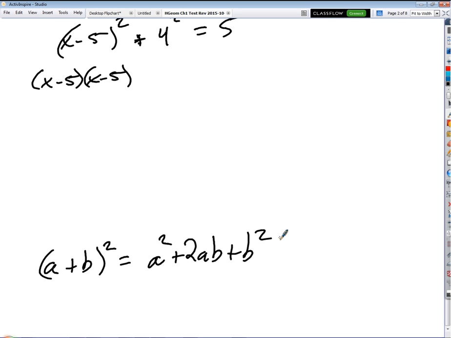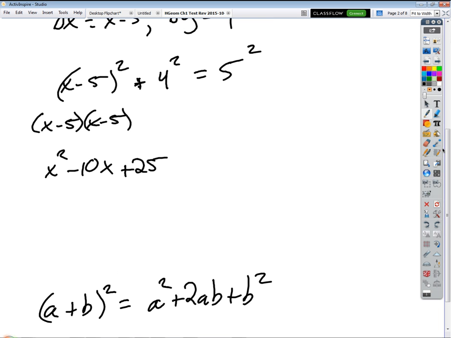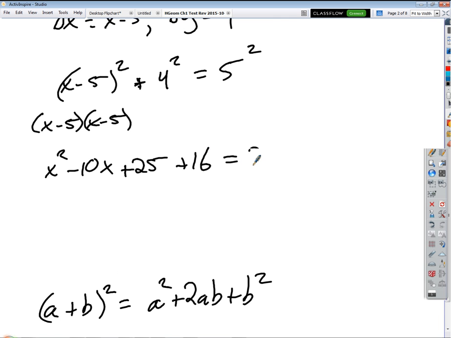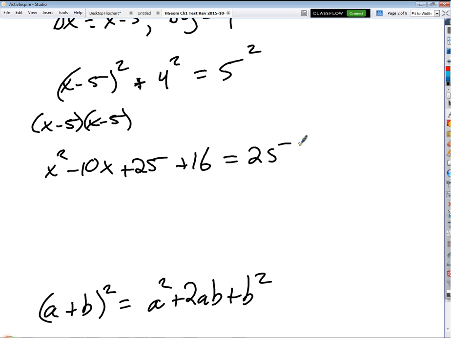It always works. And so for us, for example, a was x and b was negative 5, right? So what are we going to get from this? We're just going to get x squared plus 2 times x times negative 5, so minus 10x, right? Plus negative 5 squared is 25. So it's just a shortcut, but you certainly don't have to use it, right? What else do we have? So plus 16 equals 25, right?